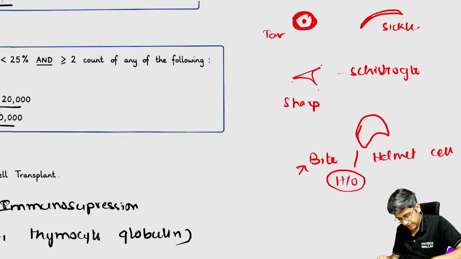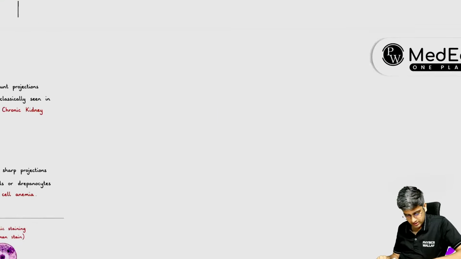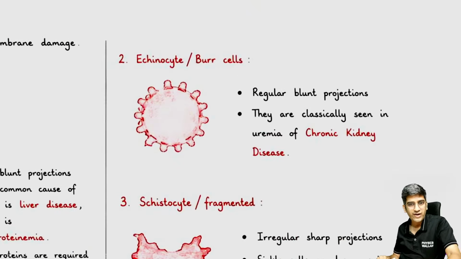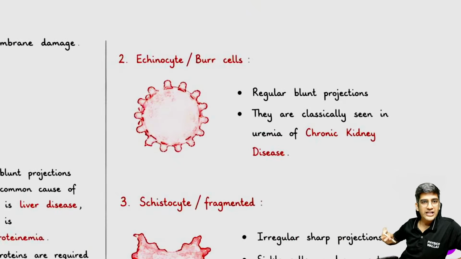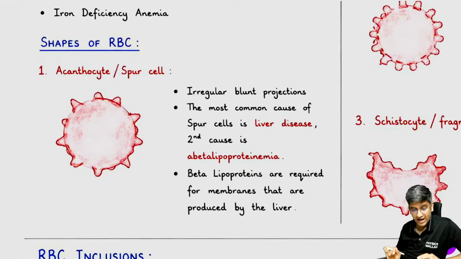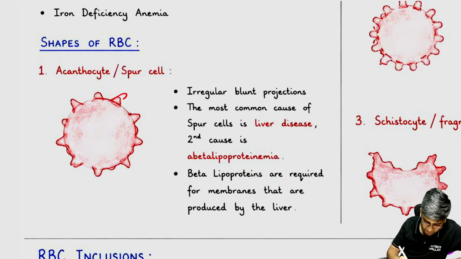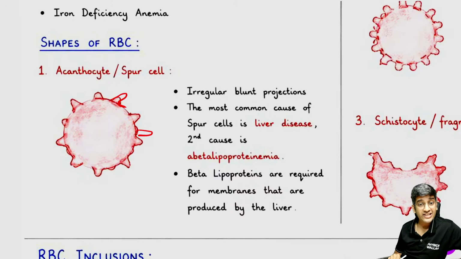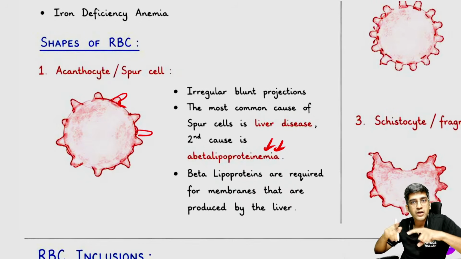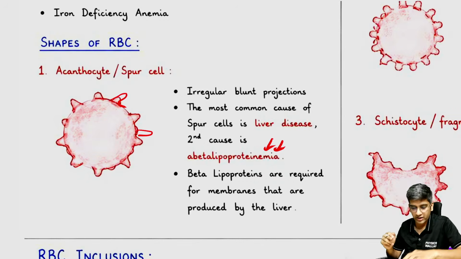Perfect. Okay, great. A few more things: where you see echinocytes, uniform, regular, blunt projections throughout the RBC, you see it in chronic kidney disease. If you have irregular, blunt projections, you see it even in liver disease and abetalipoproteinemia. This is a repeat question, don't forget it. Why am I saying that? In both the conditions, my beta lipoprotein will not be normal. So the membrane, which is made of phospholipid bilayer, becomes irregular, right?